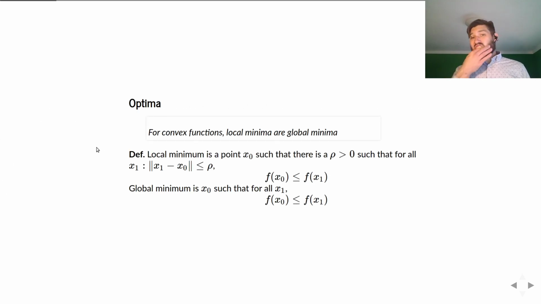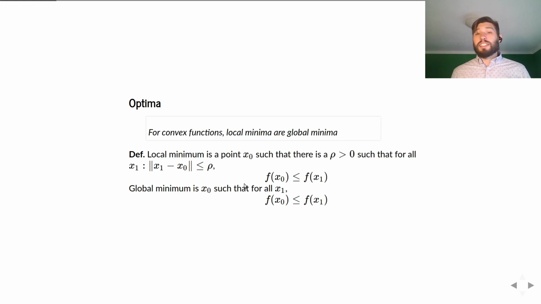Okay. So the nice thing about convex functions is that local minima are global minima. This is a dominating theme about convex optimization. And the basic idea is, let's define local minima really quickly. A local minimum is a point x0, such that if I just look within a rho radius of x0, so I look at any x1 that's within rho distance of x0, then f at x0 is smaller than or equal to f at x1. So that's a local minima.